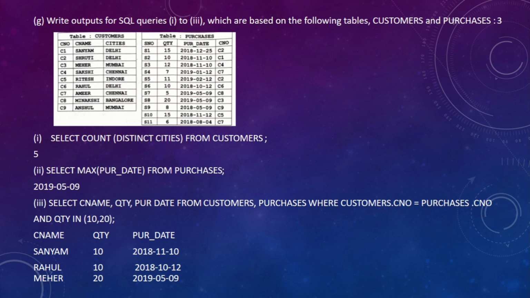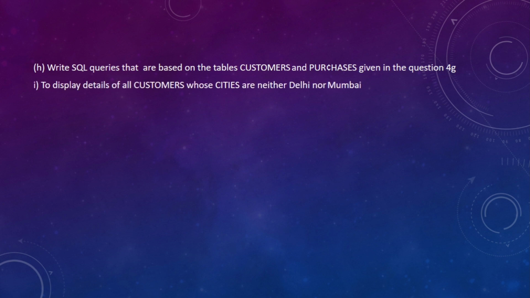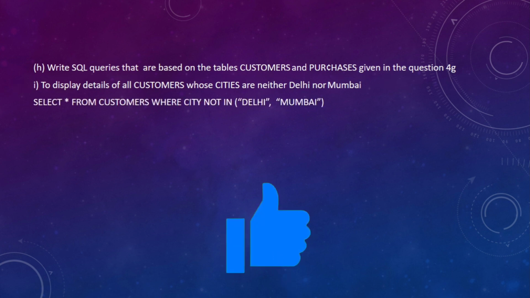Then write SQL queries based upon the table customer and purchases given in the question 4G. Right, so the same table we have to use to display details of all customers where cities are neither Delhi nor Mumbai. So select star from customers where city not in Delhi, Mumbai.